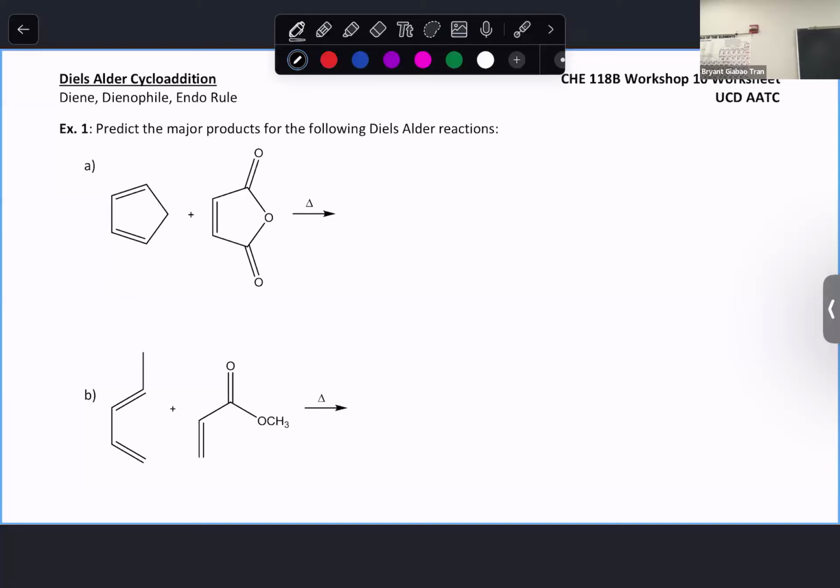What if there's nothing there? Then this group could either be on top or bottom. It's going to be the same thing, because if there's nothing here, it's the same exact product, just flipped upside down. So it wouldn't matter which side. If you draw the product with the EWG on top and the other product with the EWG on bottom, that's the exact same thing. You just flip it, right?